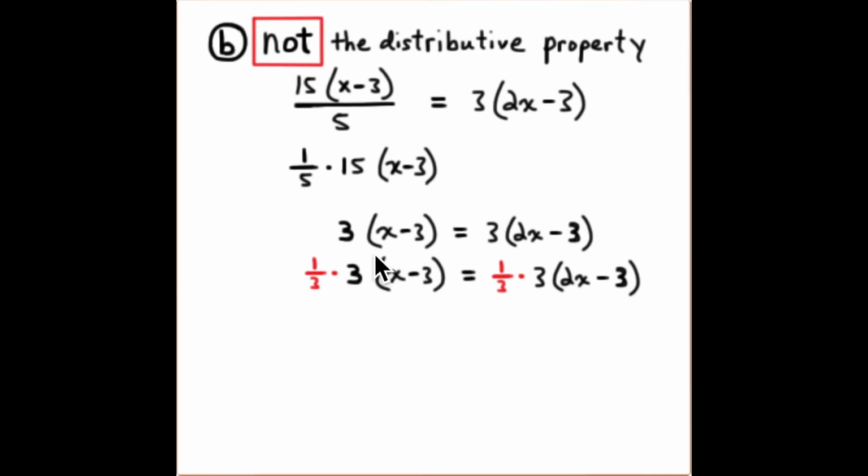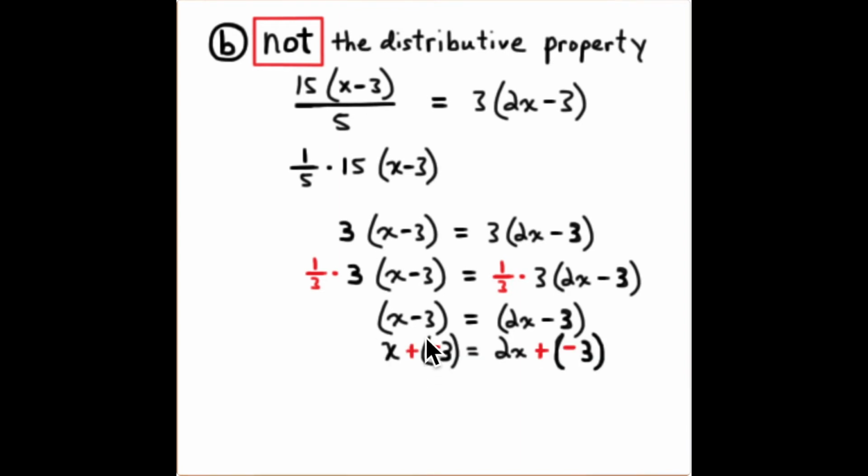So I can get rid of that 3 by multiplying by 1/3. 1/3 of 3 is 1. So this becomes just one group. So I'm really, of the 3 groups, just selecting one of those groups. So I want 1/3 of these 3 groups. That's just x minus 3. Likewise, I want 1/3 of these 3 groups. That's just 2x minus 3. So now I have x minus 3 equals 2x minus 3.